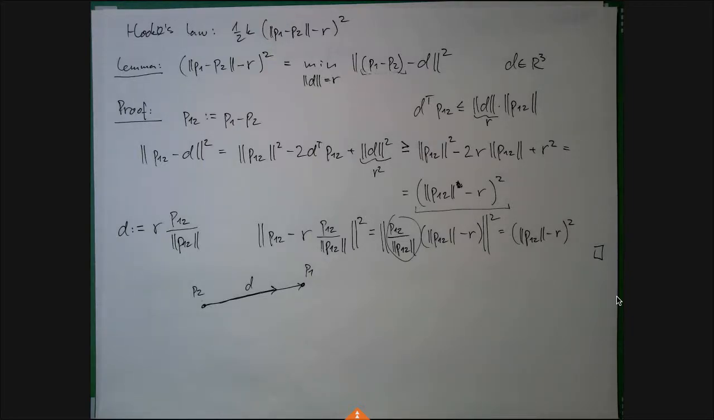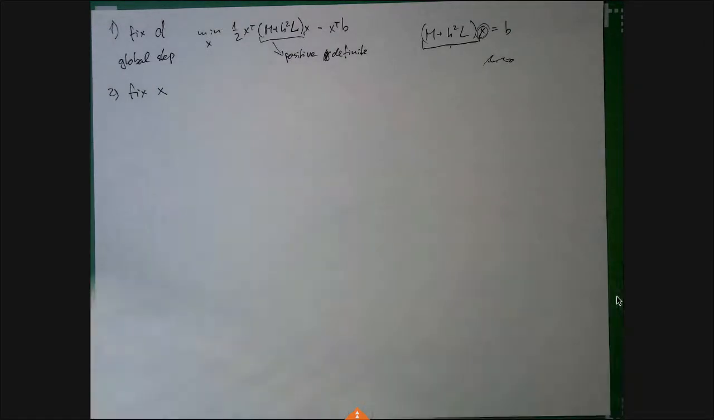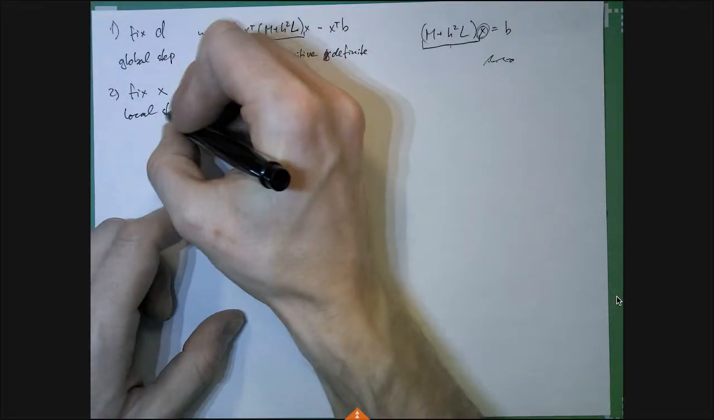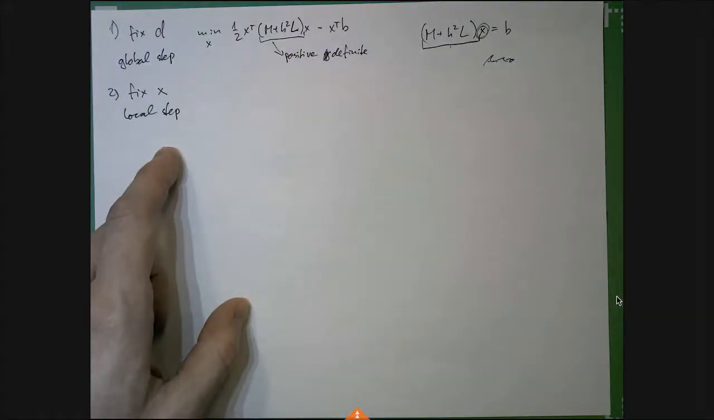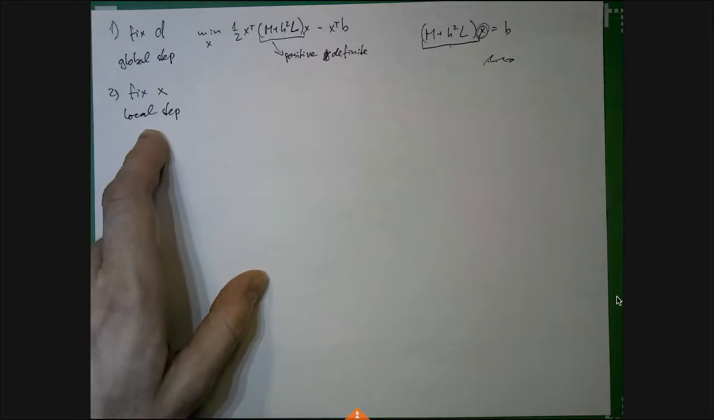What PBD does, it projects the springs to the rest length. It's exactly the same idea. So if we fix x, then this is called the local step. Why is it called the local step? Because for every spring, we can do this individually. Every spring we are projecting on its own. So this is actually beautiful to parallelize.